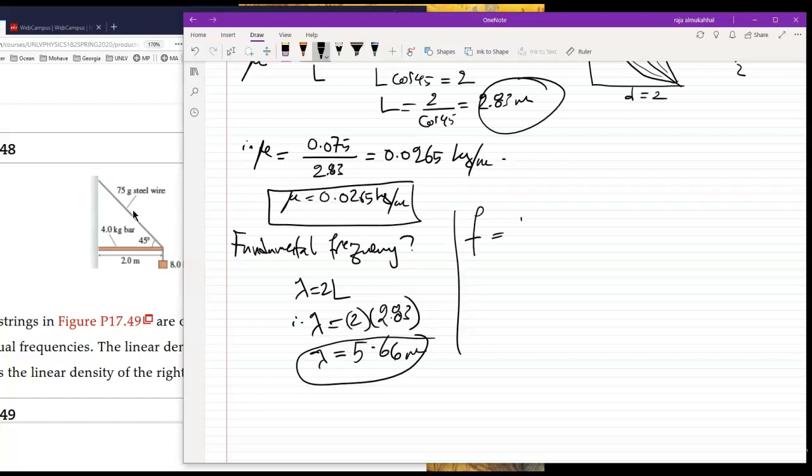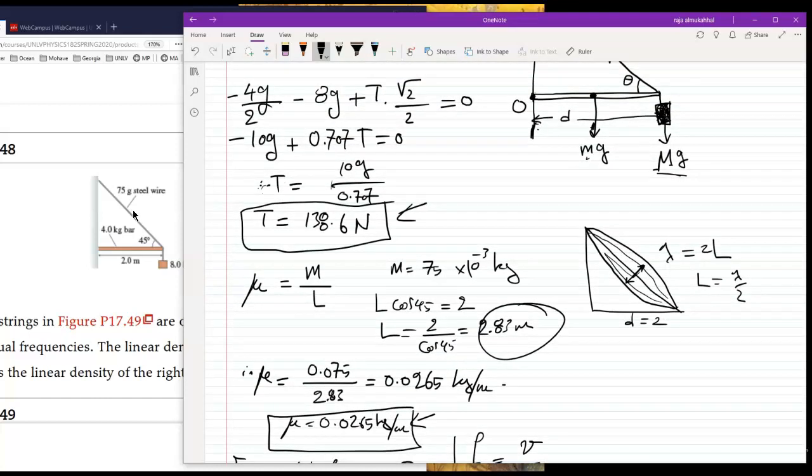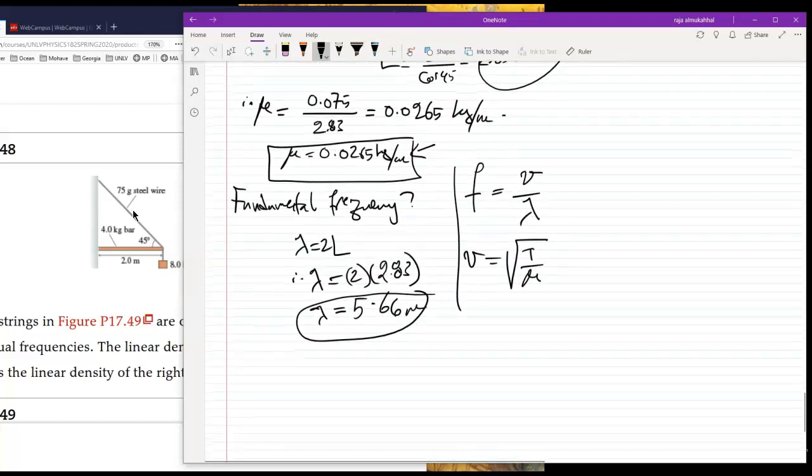Well, we know that the frequency is V over lambda. And what is V? I'm not done yet. So what is V? Well, V is square root of tension over mu. I already got both of them, right? I got that mu right there, and I got the tension from there. It's not an easy problem, I admit, but it's a nice problem. And then from there, I can just plug it in to get the V.